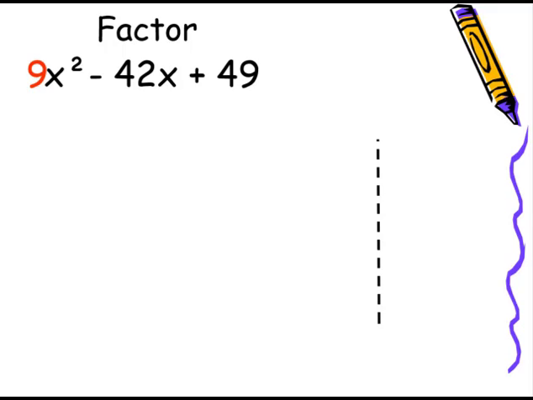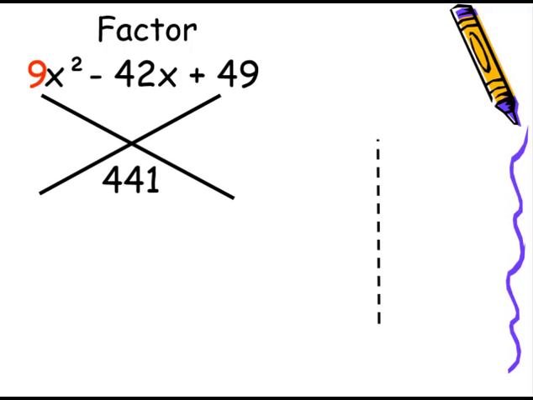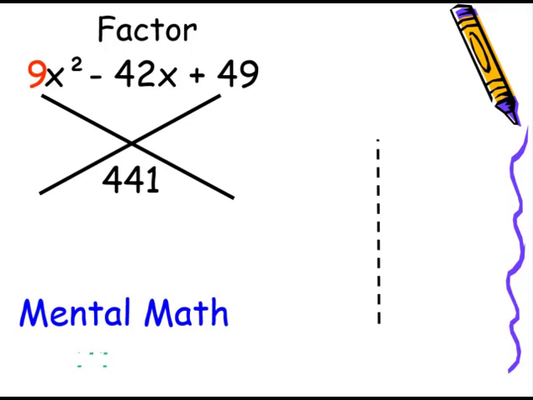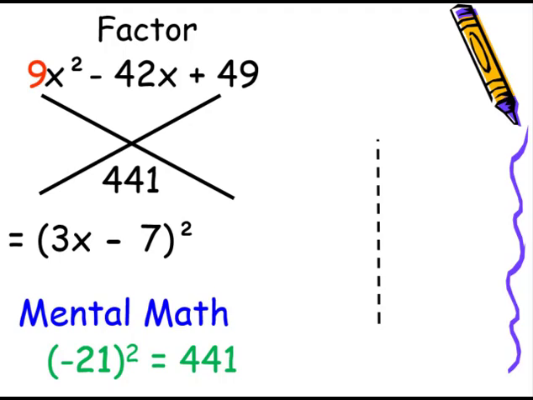First, we will check to see if the quadratic trinomial is a perfect square by multiplying 9 times 49, then taking half of negative 42 and squaring it. It checks. 9x squared minus 42x plus 49 factored is the quantity 3x minus 7 squared.